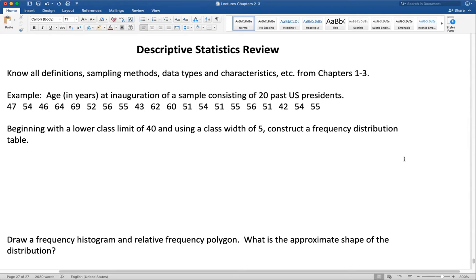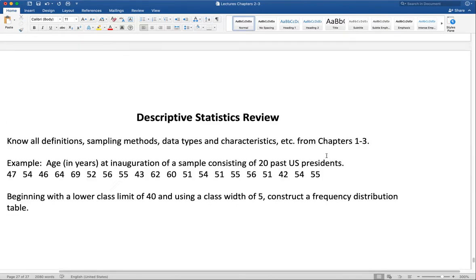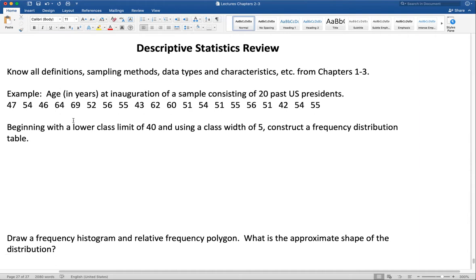So we learned the histogram, frequency distributions, pie chart, dot plot, and frequency polygons, and then the sample mean and standard deviations, a lot of things we learned in chapter 1 through chapter 3. So we're going to look at these problems in the handout. So first, the example: the sample data is given. The ages in years at inaugurations of a sample consisting of 20 past US presidents. So there are 20 data values in the sample data.